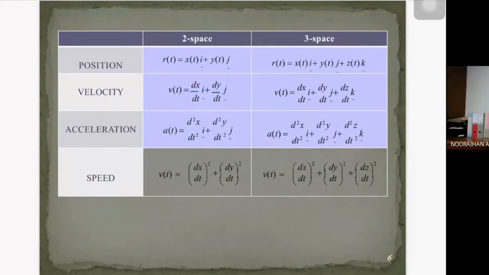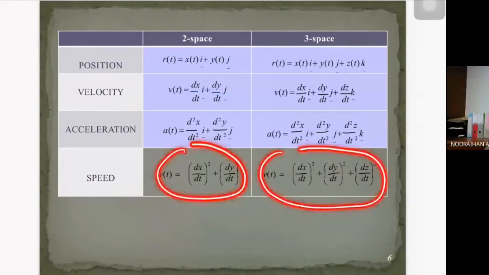Similarly, for three dimensions, for acceleration, if you differentiate velocity, you will get the acceleration. So this is your velocity. When you get this value, then you differentiate this, you will get the acceleration. And for speed, find dx/dt and dy/dt, differentiate according to each component, and then you have to square them, sum, and take the root, then you will get the speed. This is speed for two space, and this is speed for three space.